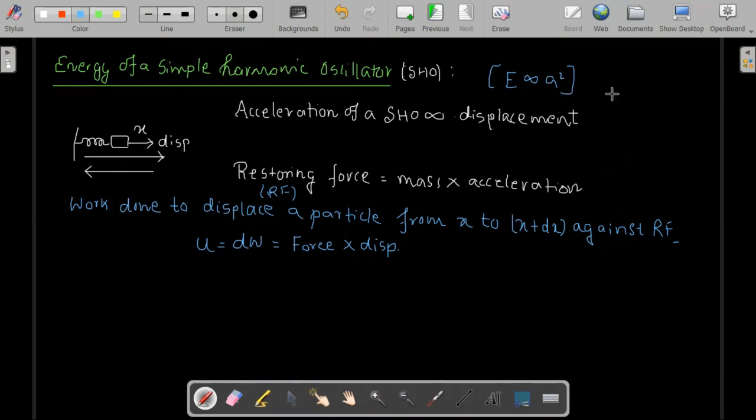Now, when we are talking about energy, we are also talking about intensity. That means a very important relation that we observe in optics, that intensity is directly proportional to amplitude square. So in this case as well, if we can find out that energy is proportional to amplitude square, it obviously means that the intensity is proportional to amplitude square.